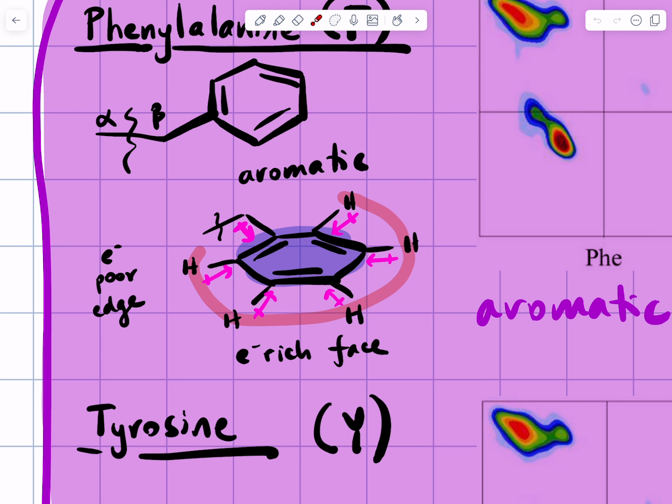We call that a quadrupole. It's a distribution of electron density that's not a dipole, but it's still not uniform. And that's going to play a role in some things that benzene rings can do that other nonpolar side chains can't.